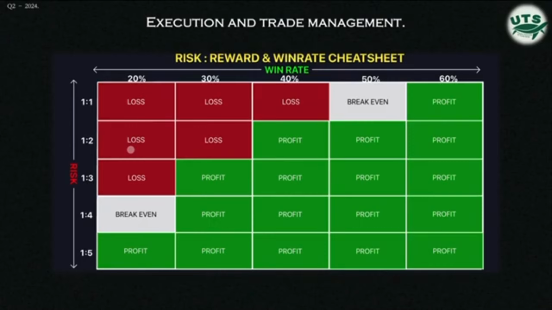If your risk to reward is 1-to-3, so for every dollar you lose, you make $3, then you only need a 30% win rate to make money. 30%, which is horrendous, but you'll still make money, right?